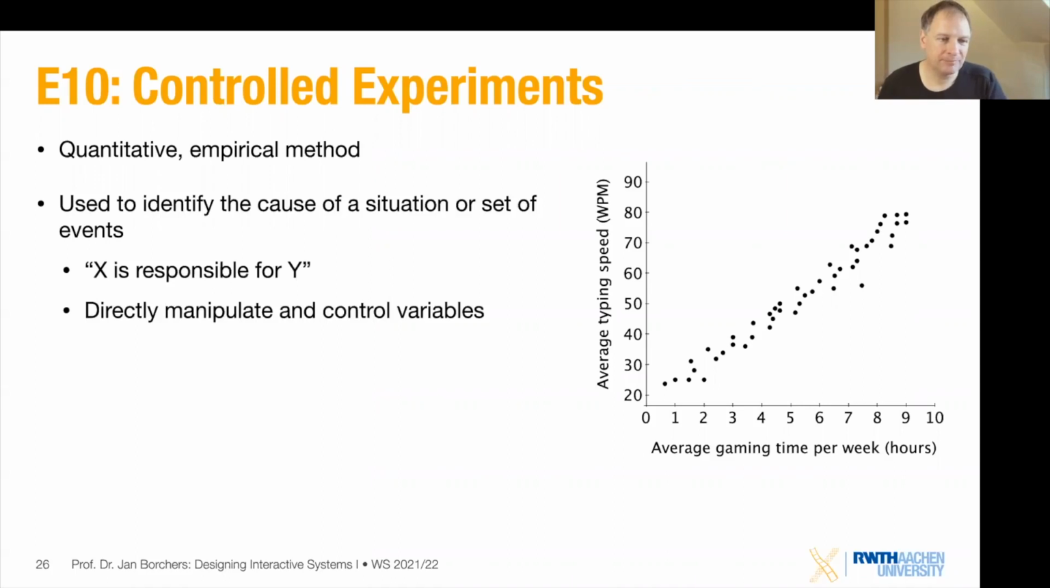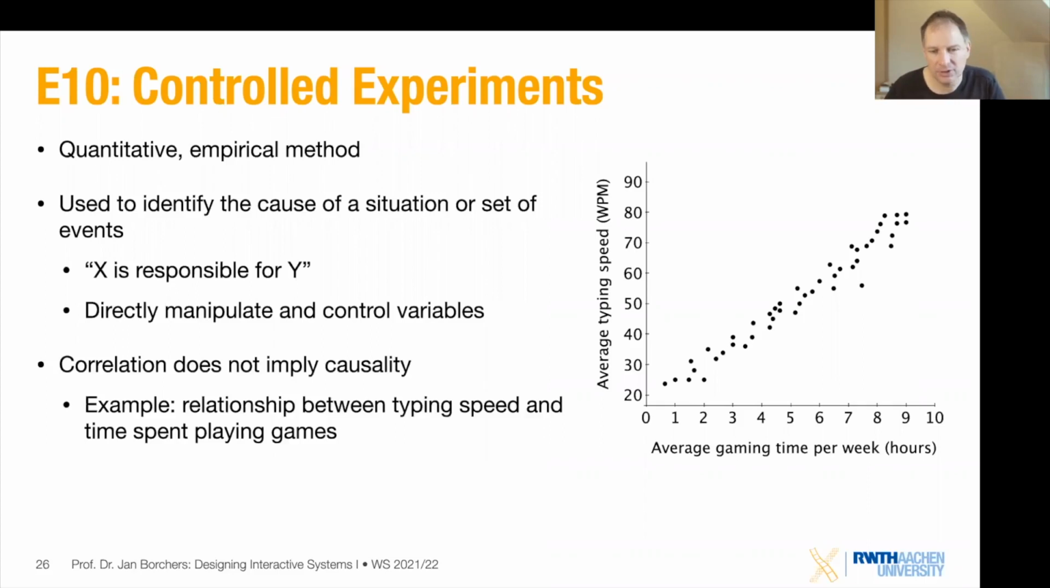So we use controlled experiments to move from just these correlations to actual causal effects, right? So we want to identify the cause of a situation or event. We want to understand that X, the average gaming time per week, is actually responsible or not for the typing speed in words per minute. We want to find out whether that is actually a causal relationship. So for that, we need to directly manipulate and control variables. So correlation does not imply causality, as I just explained with the graph here on the right.